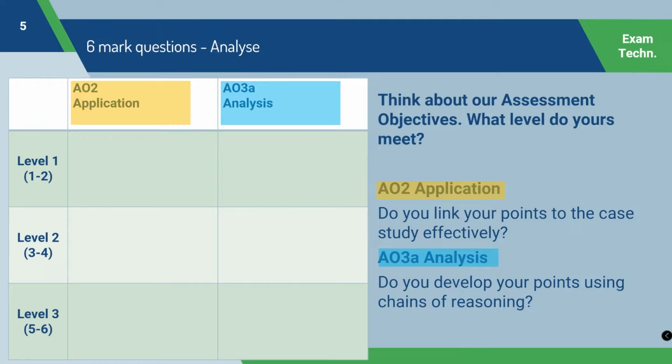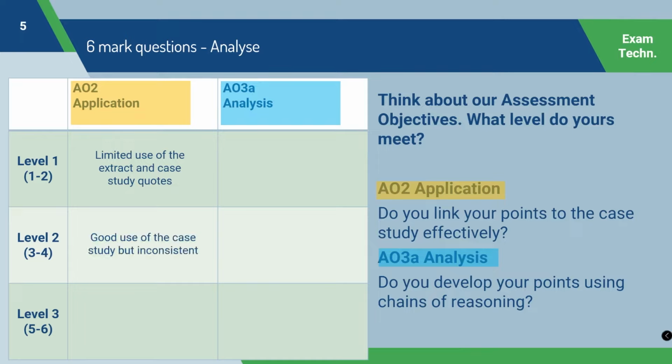So instead, that second criteria we're looking for alongside analysis is application. Do you link your points to the case study effectively? So what does that look like, level 1, level 2, and level 3? So level 1, you'd probably expect to see a fairly limited use of the extract and case study quotes. So maybe some sort of superficial mentions. There's a little bit of relevance, but it's not really specific to the business. You could probably swap out for any other company in that market, and that answer would be totally valid.